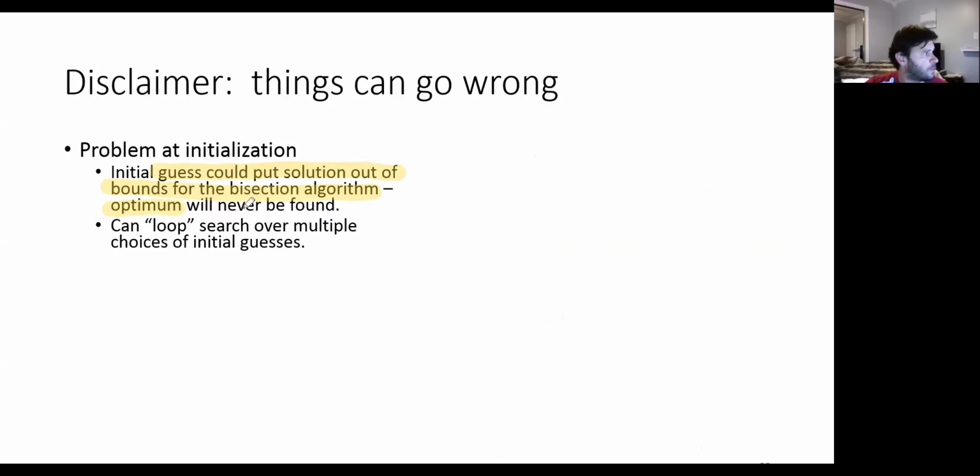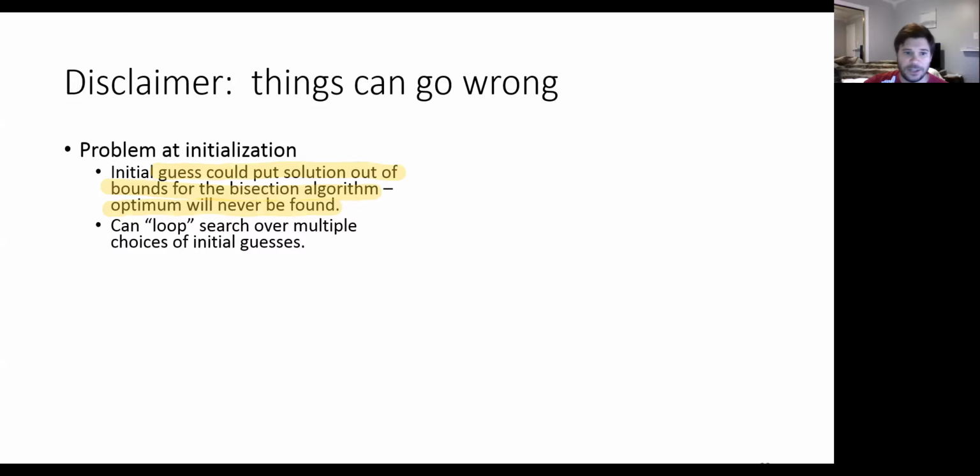Okay, and in that case, we would never find the optimum. We would be converging, but every period we would see the algorithm does not converge. We're guessing forever. And there's ways around this. You can actually loop the search over multiple guesses.